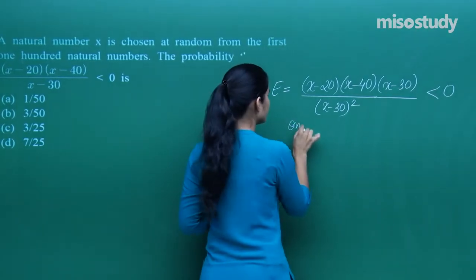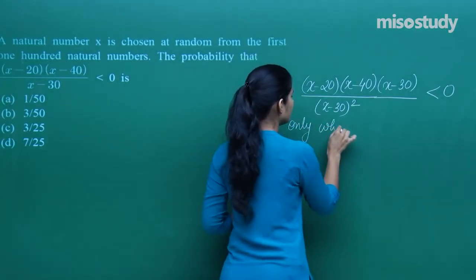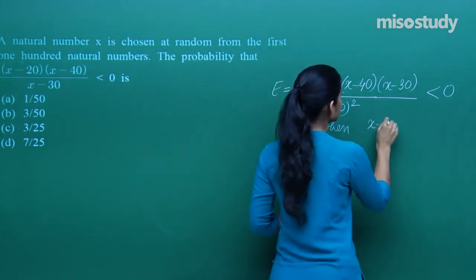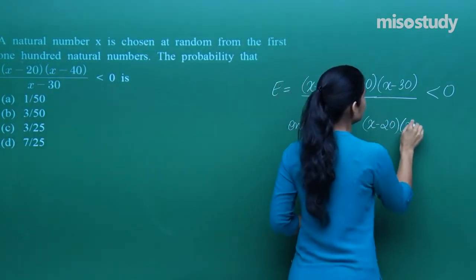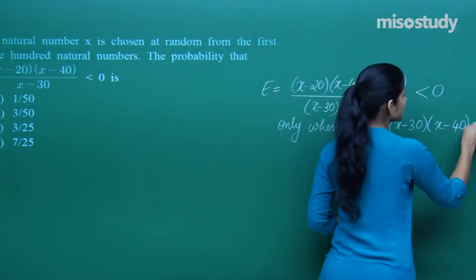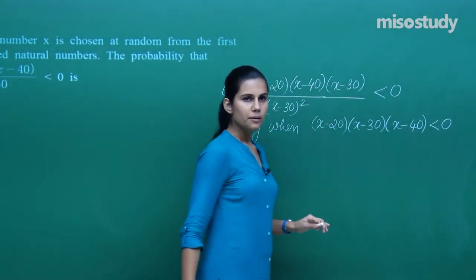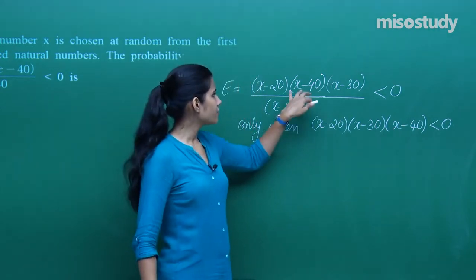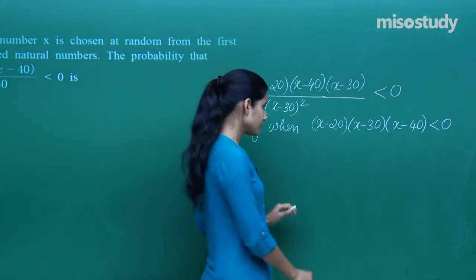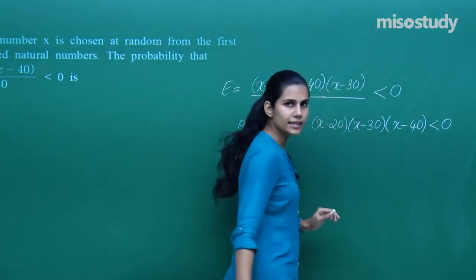only when, because you know denominator is always greater than or equal to 0, so only when x minus 20 into x minus 30 into x minus 40 is less than 0. Because denominator is always non-negative, so when the numerator is negative, only then can this fraction be negative. For what values of x will this be negative?